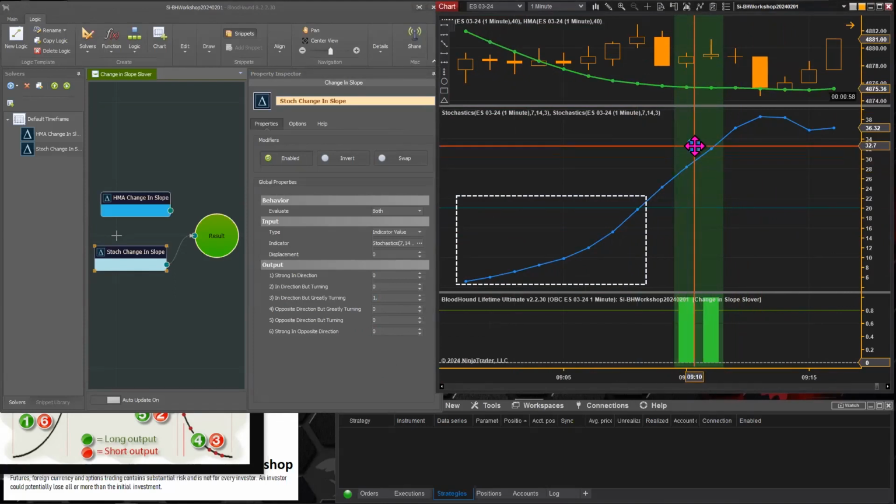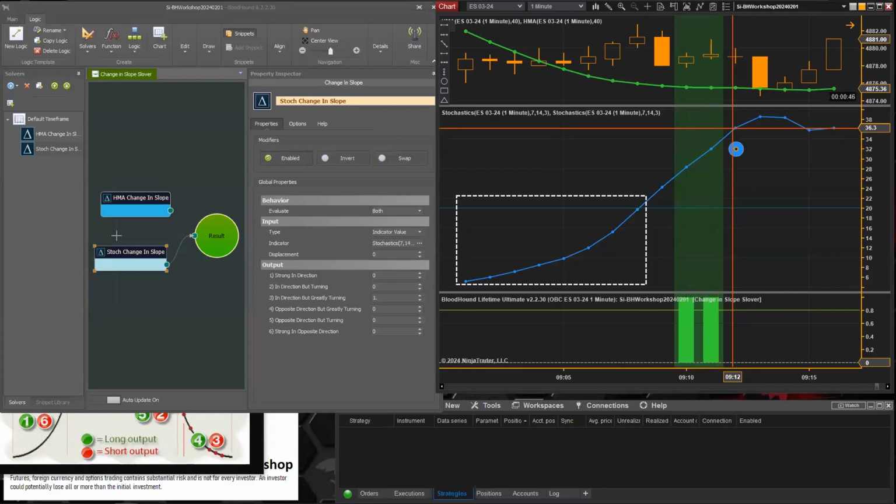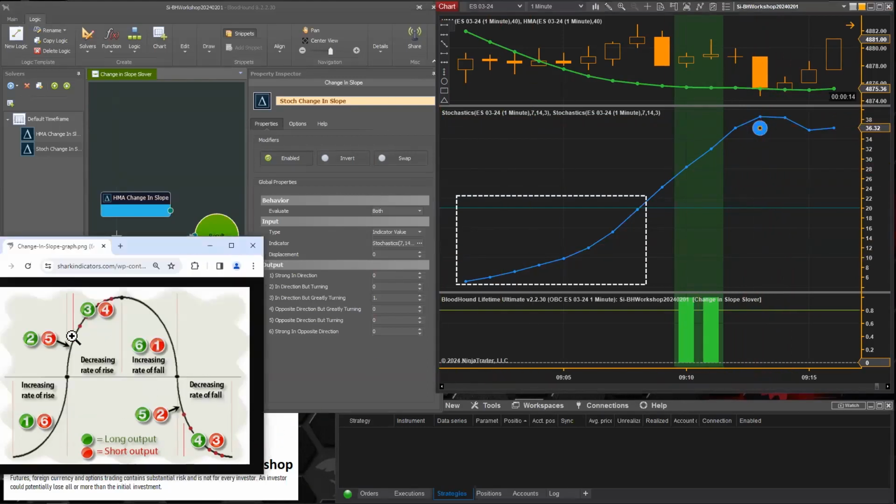So there we have it, it's rolling over. But then right here, we can see there is no long output there. That's because, ever so slightly, it began to rise again. So the stochastic angle got a little steeper for one bar. Then it rolled over. So this would be a number two. It didn't roll over, but it's flattening out a little bit, and then it rolls over. So where the dot is, that's number three.